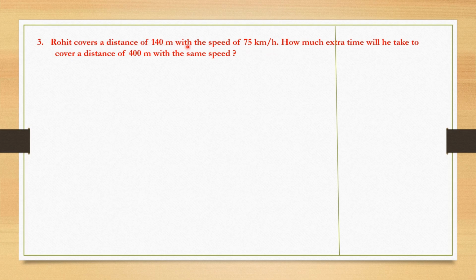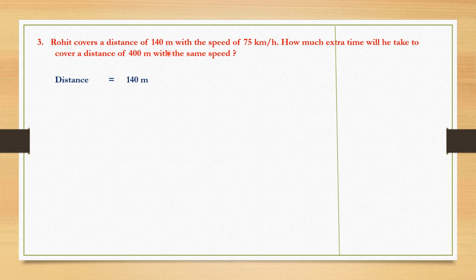So first thing is we need to find the time taken when he went the distance of 140 meters. Then we have to find how much time he took when he covered a distance of 400 meters. So first the time with 140 meters and 75 kilometers per hour. Then we have to find for 400 meters with the same speed, and then we have to find the difference in the time. So first let's begin by writing what is given to us first.